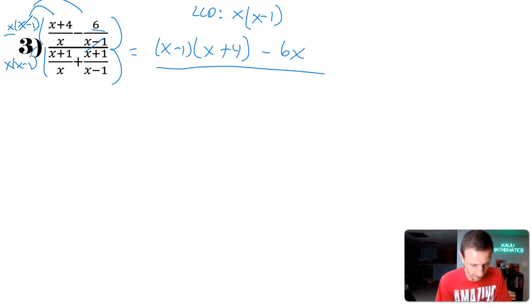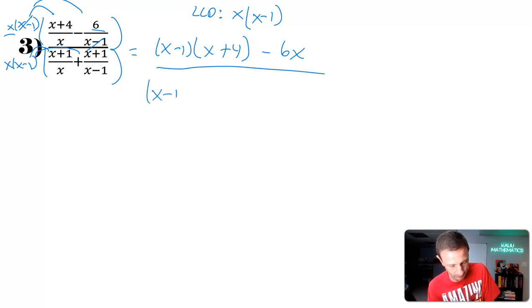So let's keep going. So x times x minus 1 times x plus 1 over x, and then x times x minus 1 times x plus 1 over x minus 1. So the first one, the x's are going to cancel out, leaving me with x minus 1 times x plus 1, plus, the x minus 1's cancel on the second multiplication, which leaves me with x times x plus 1.